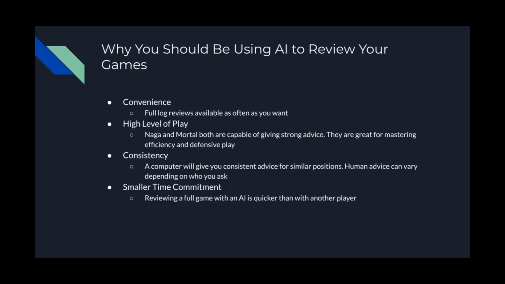The second point is the level of play. Whatever AI you use, either Naga or Mortal, they're both very strong players. Particularly if you understand what they're good at, you can use them as a tool to learn those skills. All AI are very good at efficiency, and efficiency is incredibly important in Mahjong. So while trying to learn efficiency, I think using an AI is a great way. It'll look at your hand, you can see what efficiency mistakes you're making, and they'll point them out. So it's a great way of learning that.